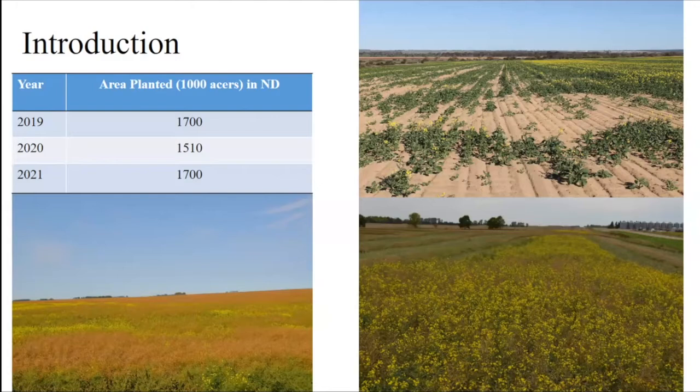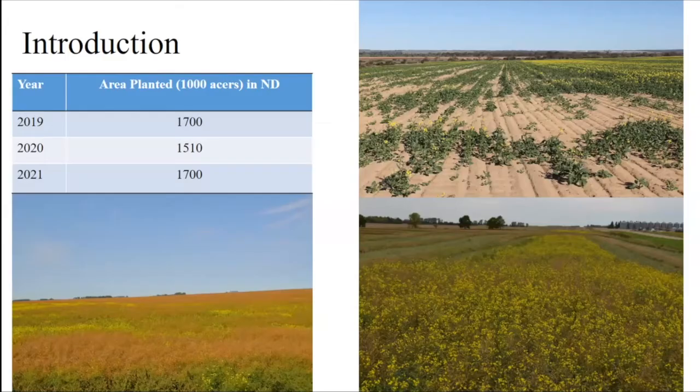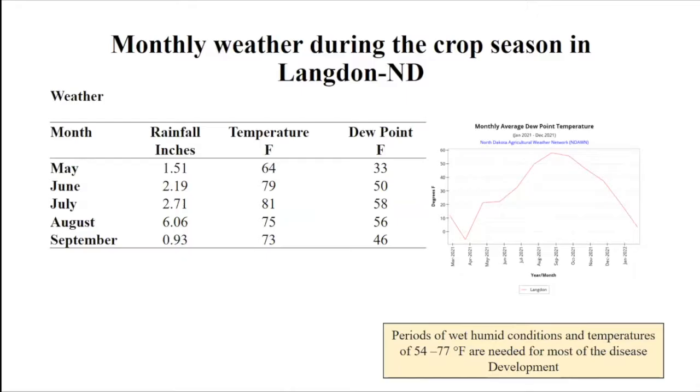In the bottom left picture, you see that some are matured and you still have flowering, and in the bottom right picture, it's still flowering. Most of the acreage has been swathed. That's how it looked, and it was pretty chaotic, but the farmers are happy with whatever yields they got.